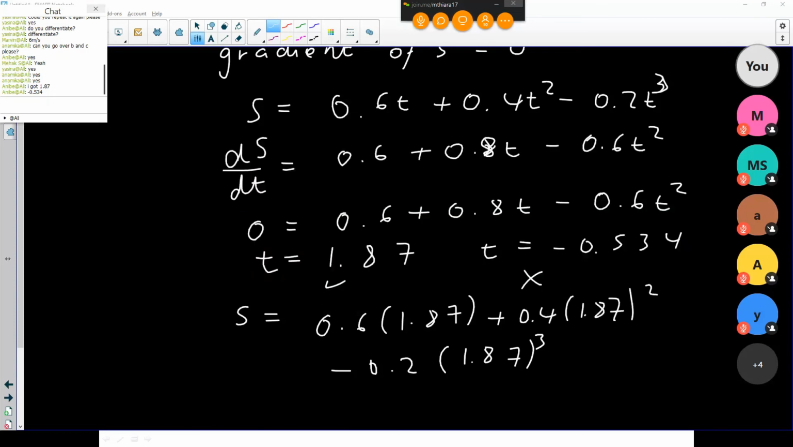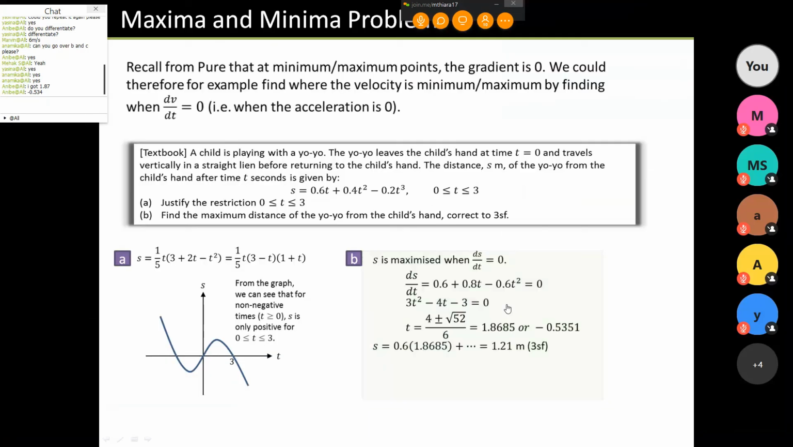So if I go back to this, yeah, and there we go, you get 1.21 meters. That is the maximum distance. So when the yo-yo is hovering at the bottom for that small amount of time, that is 1.21 meters away from where the yo-yo started off at waist height.